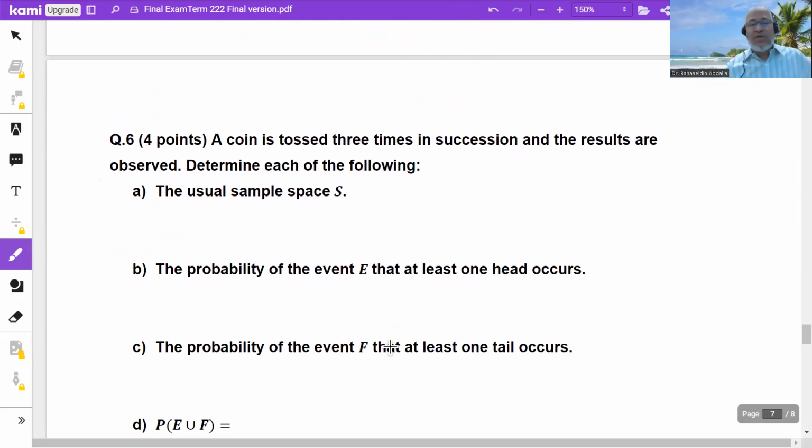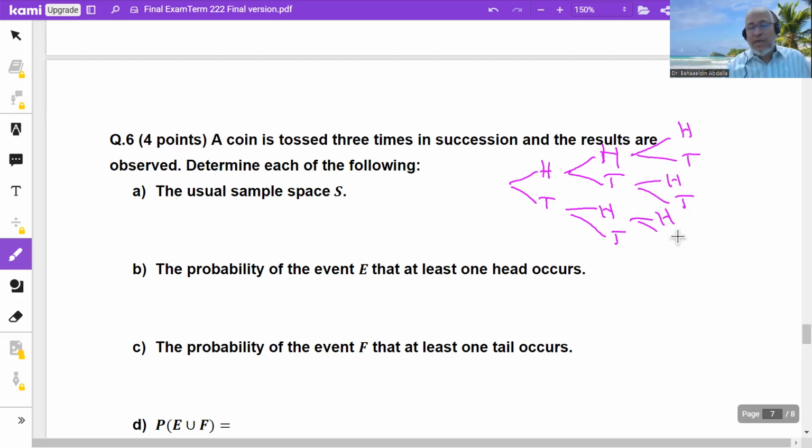A coin is tossed 3 times in succession, and the results are observed. If you toss a coin 3 times, first time you will get a head or tail. If you get head the first time, the second time you also get head or tail. And here you also get head or tail. The third time you will get head or tail. This is a tree diagram. And from the tree diagram, you can find out the sample space.